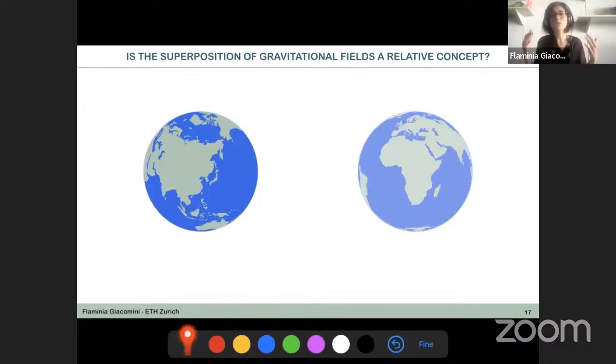I want to add one more layer to that, which is: is the superposition of gravitational fields a relative concept? So with quantum reference frames, just in the Newtonian, the Galilean limit, we have seen that entanglement and superposition, and hence also the localization of a quantum system, is not something that we can define a priori, but depends on the specific quantum reference frame that I pick. Is this true also for the gravitational field? And if this is true, up to which level is it true?